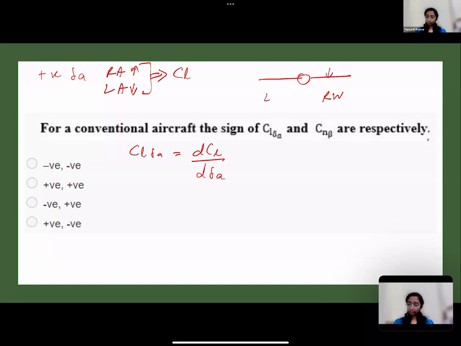Exactly. What about the left wing? When I deflect the aileron down, the lift increases. Yes? Yes. So this produces a clockwise rolling motion. Now that is positive or negative? Put your thumb along the roll axis, your fingers curling. Positive, exactly. So this produces a positive L or rolling motion. So positive delta A gives you positive CL. So this is greater than 0. Correct?